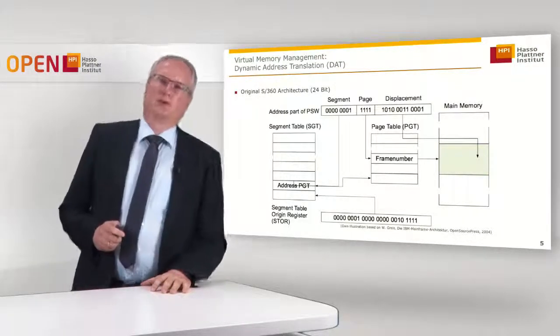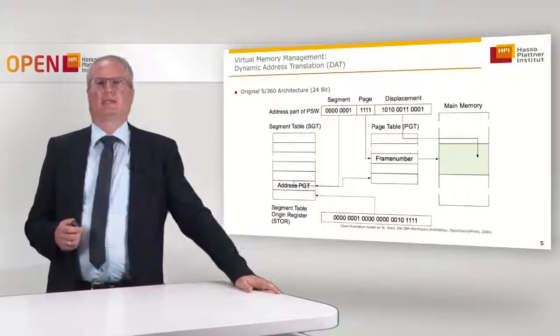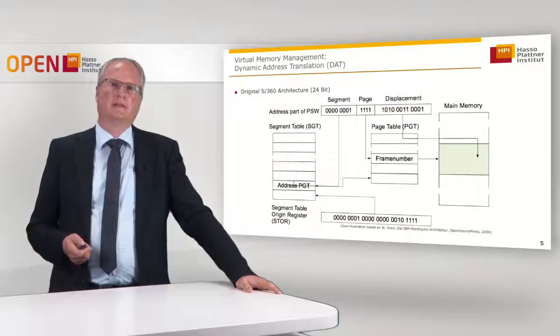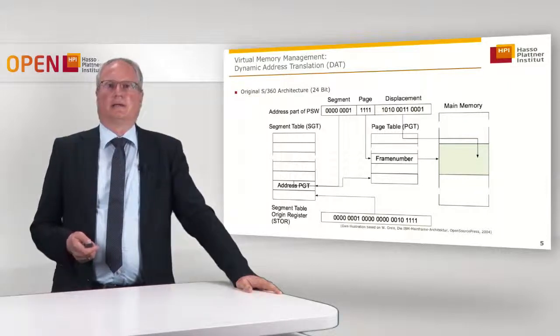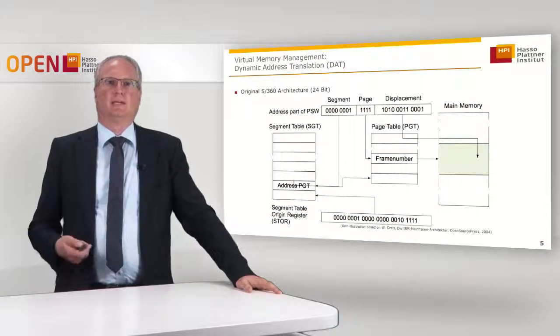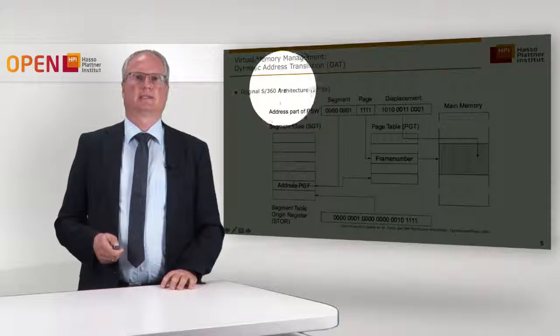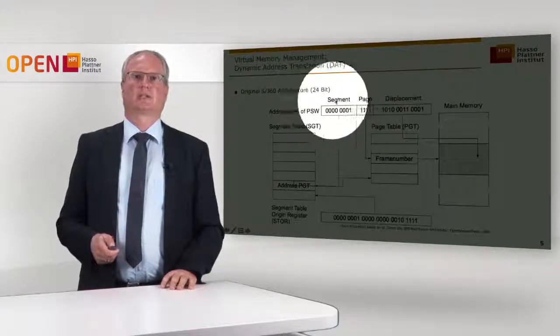In general, of course, we have virtual memory management, which is an important functionality of a CPU. And this is done by multiple step indirection. You can see it here. This is, for example, the original structure from the S/360. So it's a 24-bit structure.